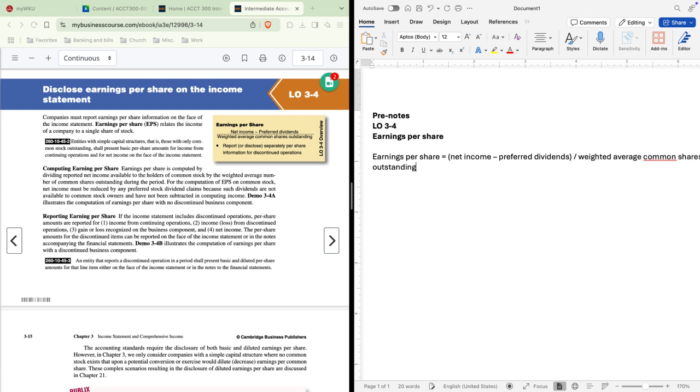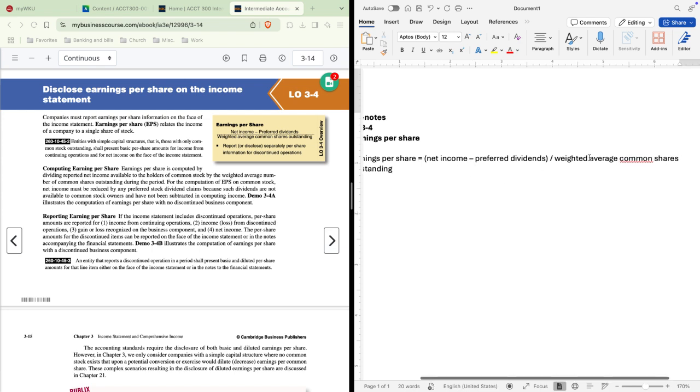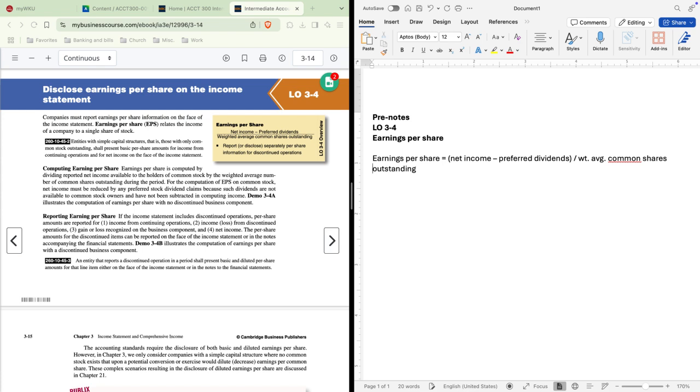And I don't like the fact that this is not all on one line, so I'm going to abbreviate here. I'm going to call this weighted average common shares, and then I'm just going to put OS for outstanding. What I'm trying to do here is get this set so that when I look at the formula, I see it all on one line. And I'm going to go ahead and highlight that because that's a formula.